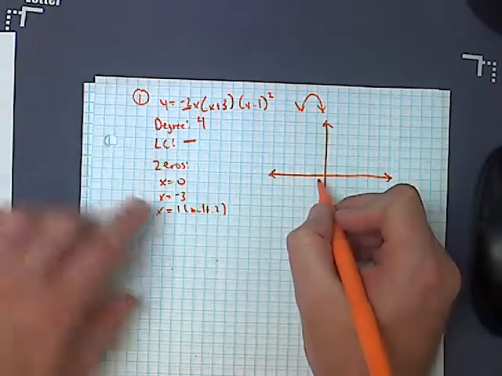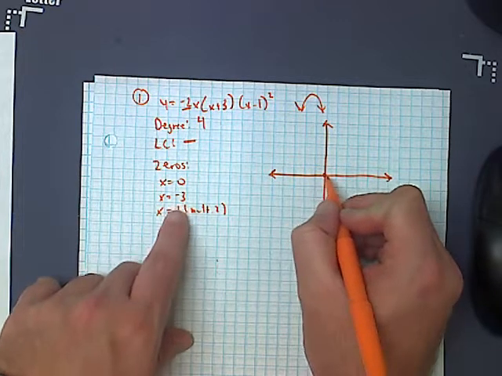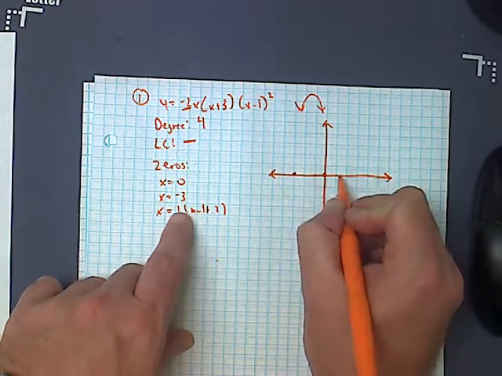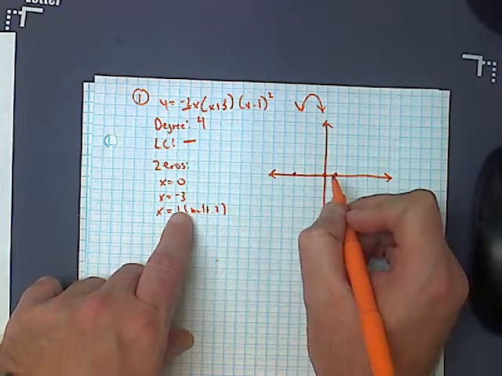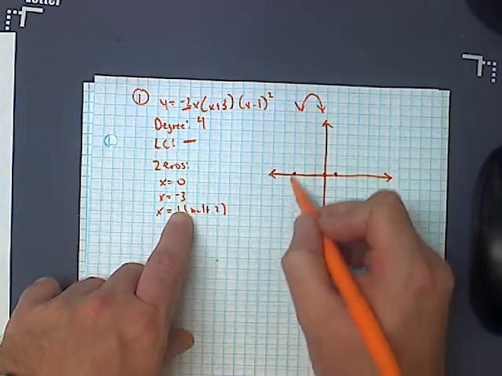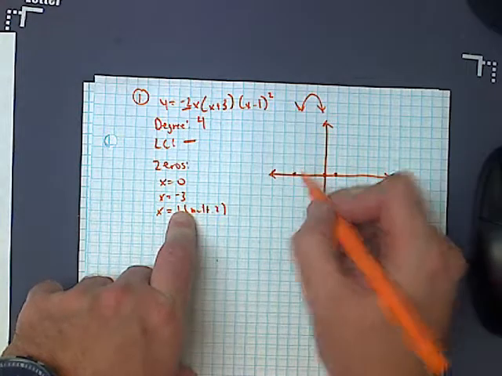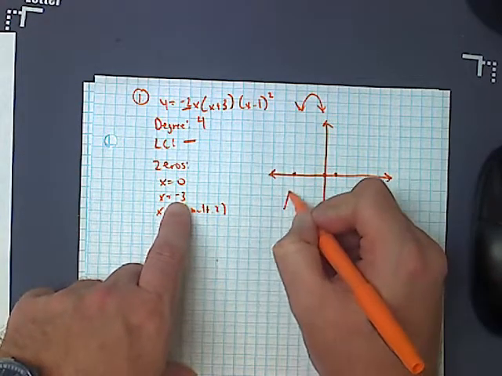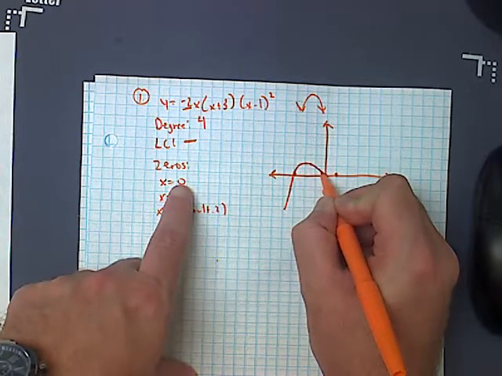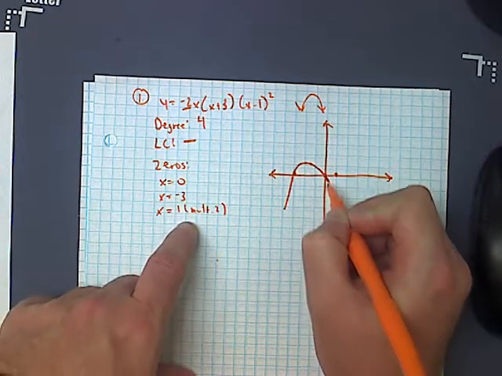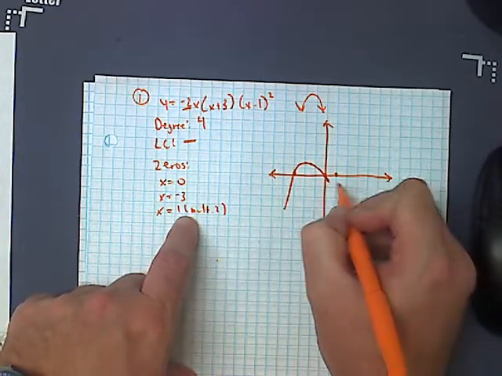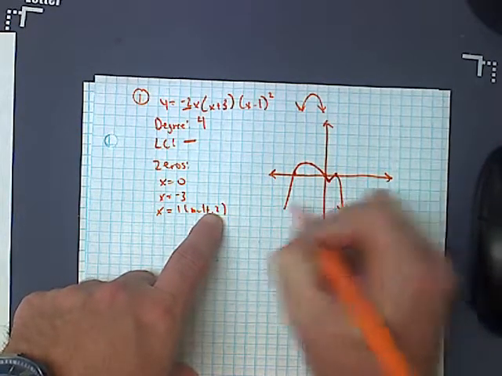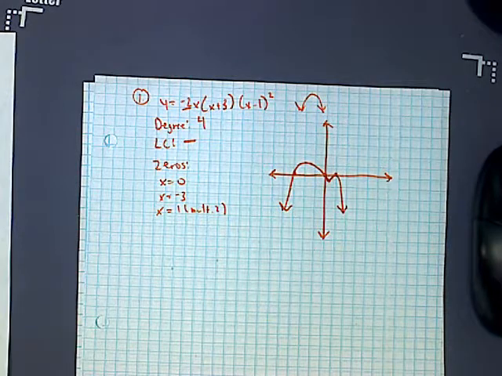So I'm going to put a dot at 0, a dot at negative 3, and a dot at 1. Remember, the ends will be sticking downward. So at negative 3, there's no multiplicity. I'm just going to go through it. I'm going to go through 0. Now at 1, we are bumping it because it's an even multiplicity. I do not go back through it. I just bump the graph.